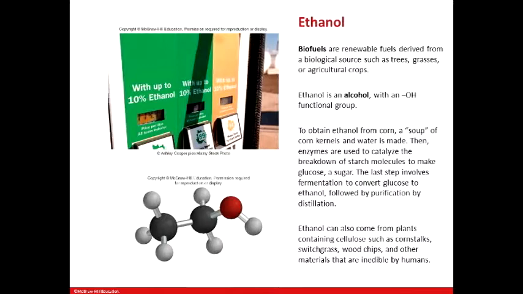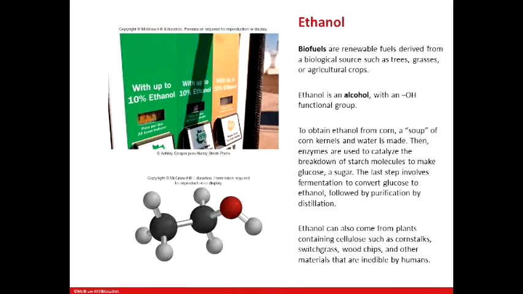Ethanol is an alcohol with an OH functional group. Know that ethanol is an alcohol. I think most people kind of know that ethanol is an alcohol. I don't think we'll have much trouble memorizing that one. To obtain ethanol from corn, a soup of corn kernels and water is made. So you're basically making the precursor to moonshine.